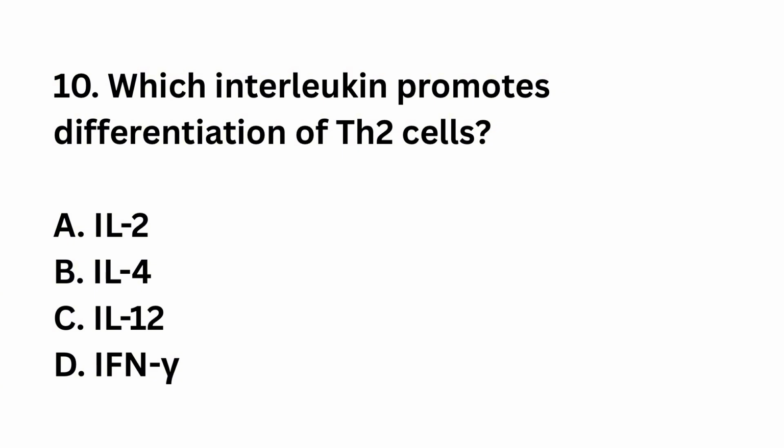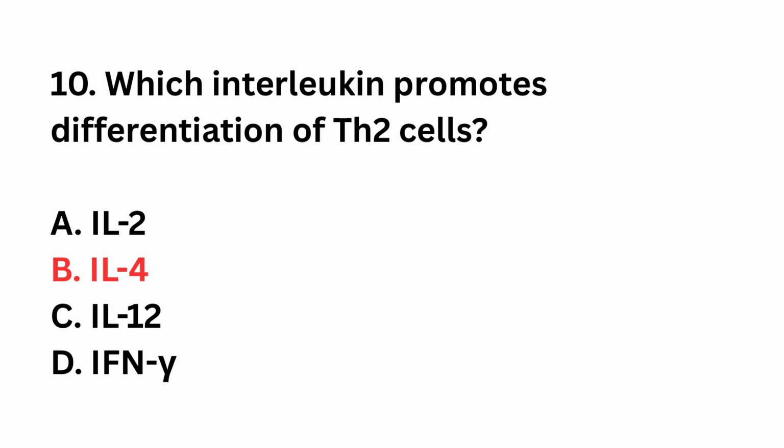Question number 10. Which interleukin promotes differentiation of T helper 2 cells? Interleukin 2, interleukin 4, interleukin 12, interferon gamma. The right answer is option B, interleukin 4. Interleukin 4 drives Th2 response. It supports humoral and allergic immunity.